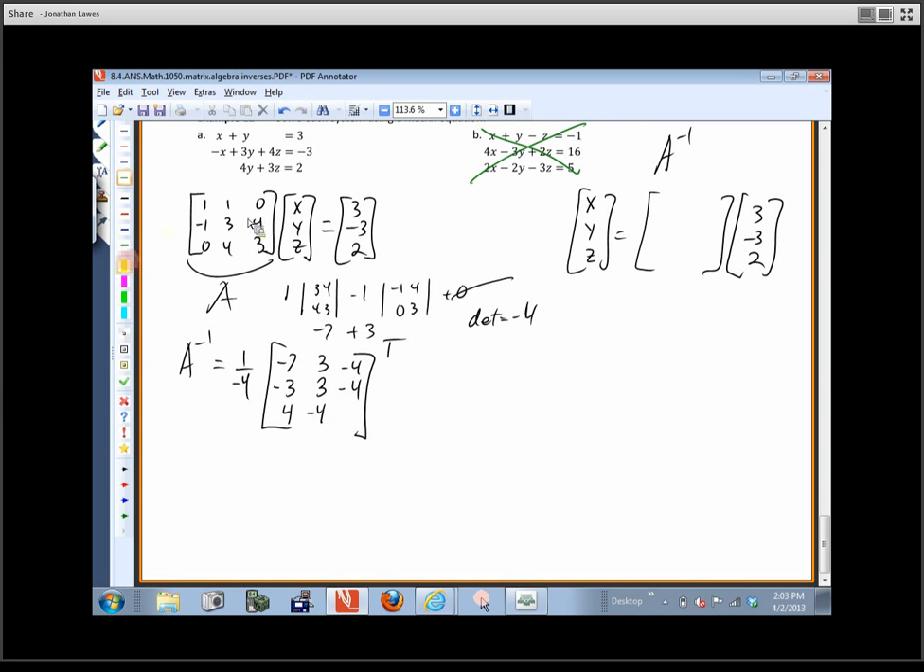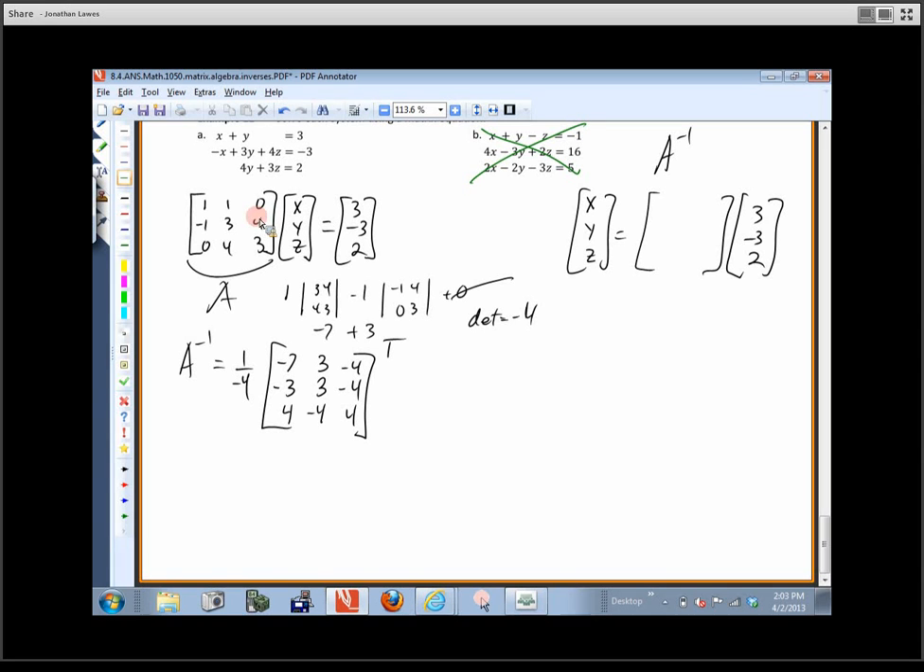Okay, cross out the row and the column. So the sign associated with that position is positive. This is going to be a 3 minus a minus 1, so that's going to be a plus 1. So it's a 4. We're putting a positive 4 there, and the sign associated with that position was already positive. So there we go. Okay, are there any questions?